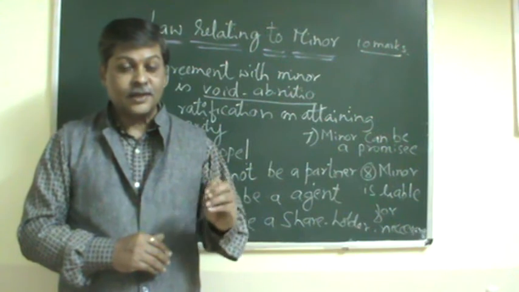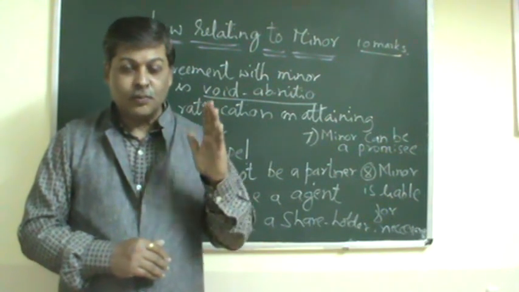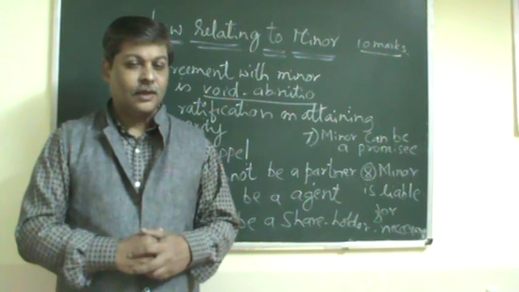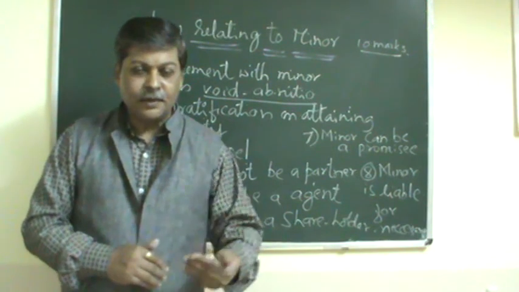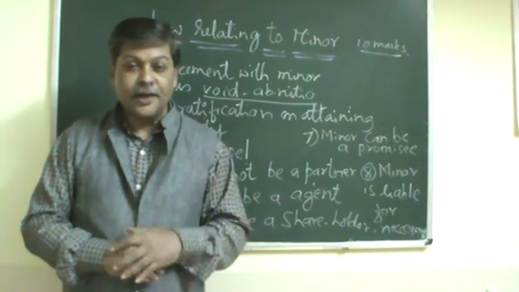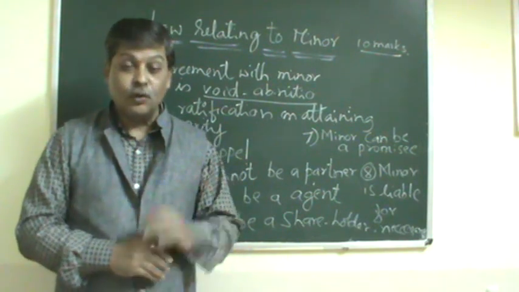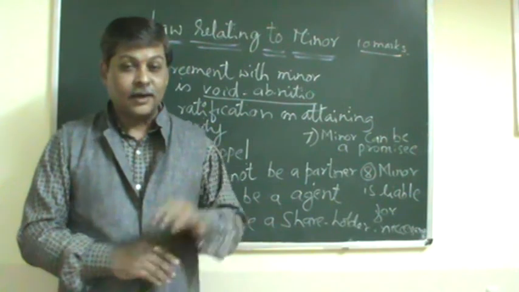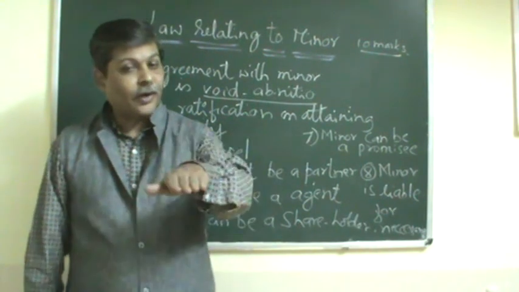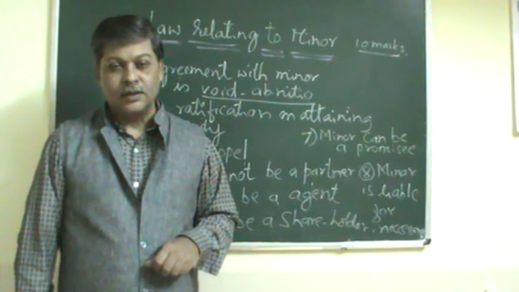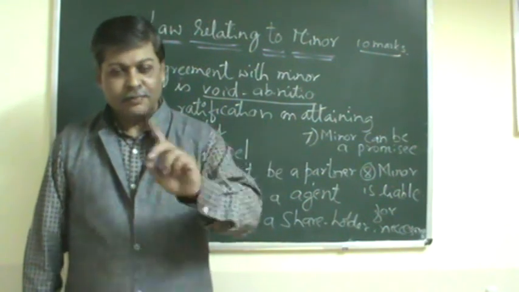Usually what it says is that the law is there to protect the minor. So during his minority, because of his immaturity of mind, he cannot be exploited. He cannot be deceived. No fraud should be committed against the minor. So the law is always in favor of the minor. So what the law says is that he can be a promisee.